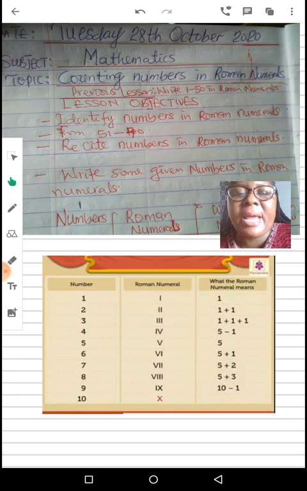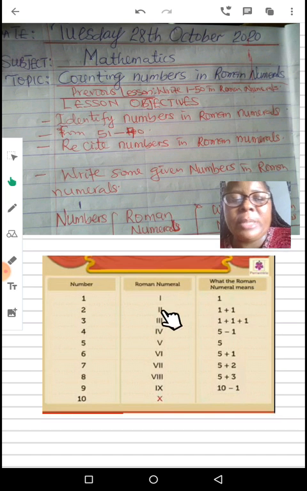For example, we say I is 1. In Roman numerals, number 1 is I. You can see it here. Can you see the I? The number 1 is I. Hope you are seeing my finger pointing at that; it is number 1. And 2 is II, which means I, 1, plus I, 1. That is 2. And 3 is III, that is 1 plus 1 plus 1.